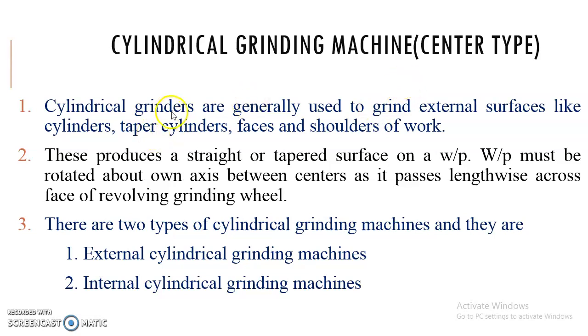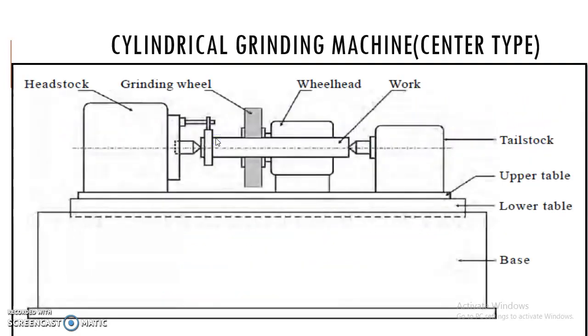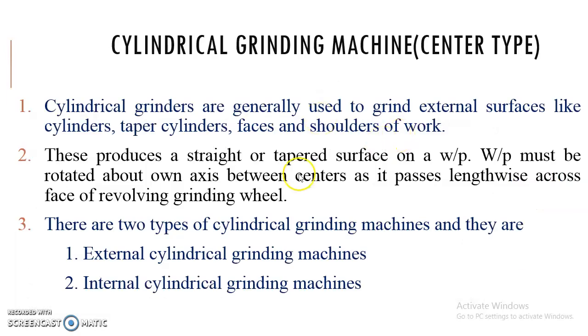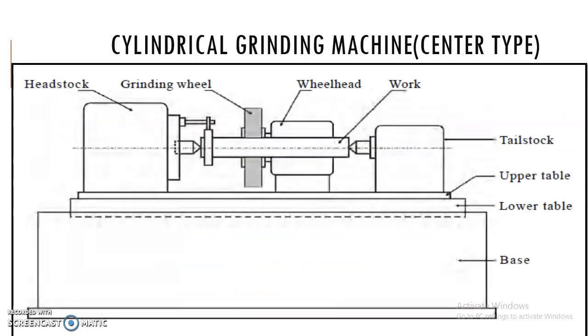Just see. Cylindrical grinders are generally used to grind external surfaces like cylinders, taper cylinders, faces and shoulders of the workpiece. These are used to produce straight and tapered surfaces on the workpiece, and the workpiece must be rotated about its own axis between the centers. You can observe in the below sketch.